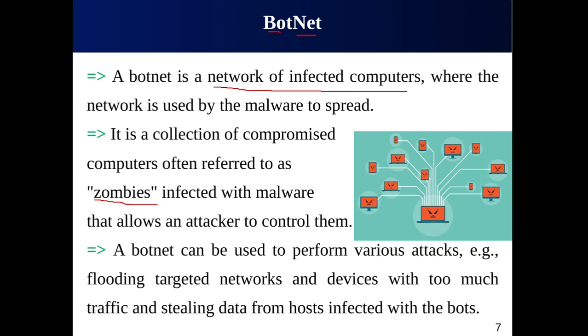Another concept, which is known as Trojan Horse, is another type of malware program which we will study in a moment. It actually depends on a Trojan Horse or maybe some other type of attack like a phishing attack that we are going to explore in a moment as well. So you can say that a botnet can be used to perform various types of attacks on the network. If the attacker takes control of the whole network, then he or she would be able to flood the targeted network and the targeted devices with too much traffic, and also steal data from different hosts infected with the bots.